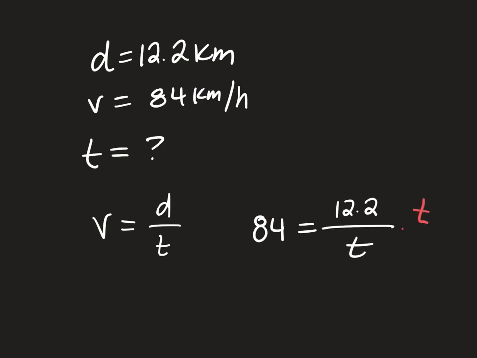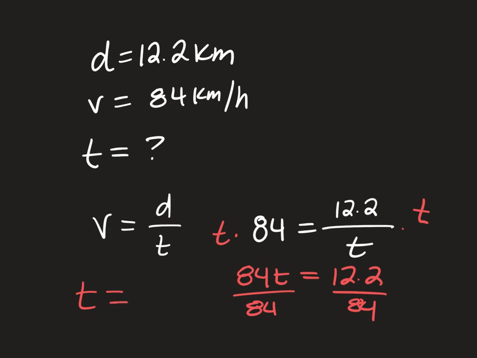So multiply both sides by t. So then 84t is equal to 12.2, and then divide by 84. That is going to give it to us in hours, and then we have to convert that to minutes. So it's 0.145 hours, or you can round it. I think I even rounded it to 0.15 hours. And you multiply that by 60? Yeah, then you multiply that by 60.